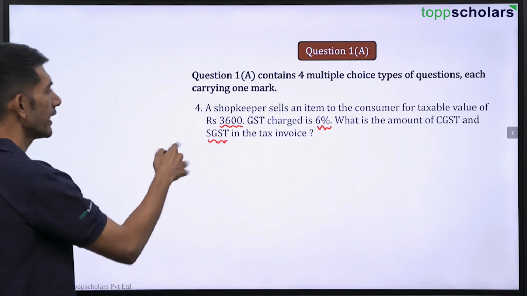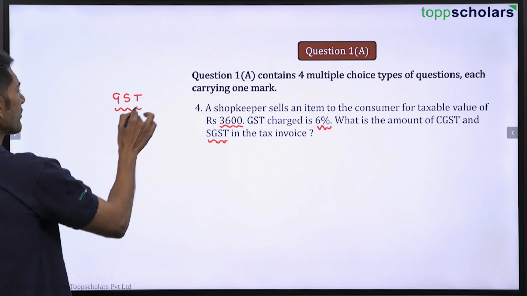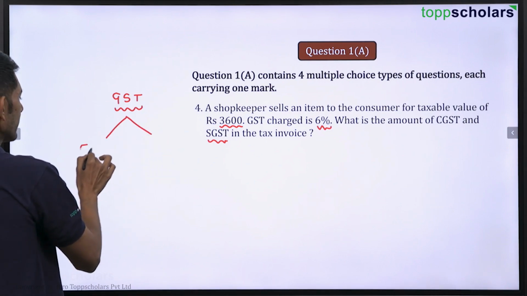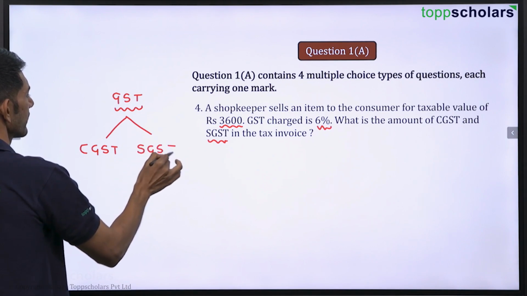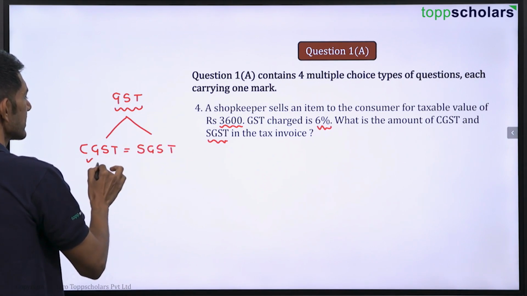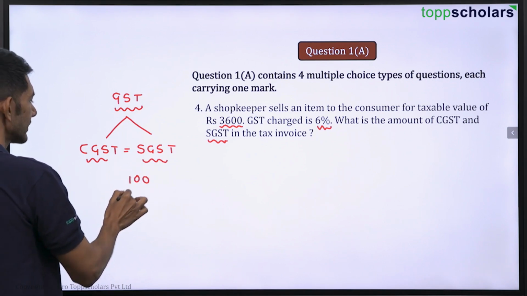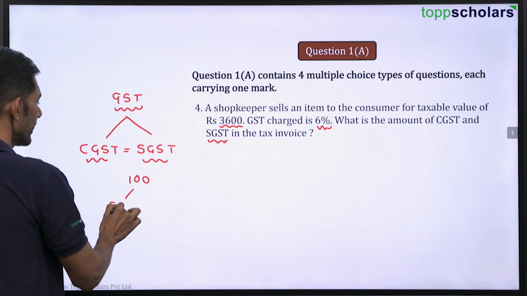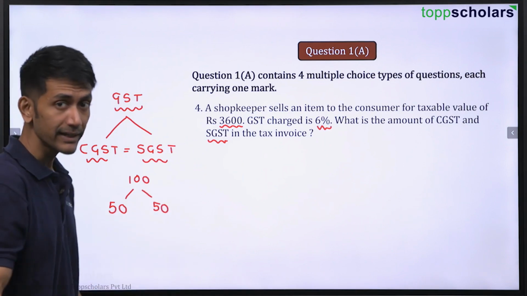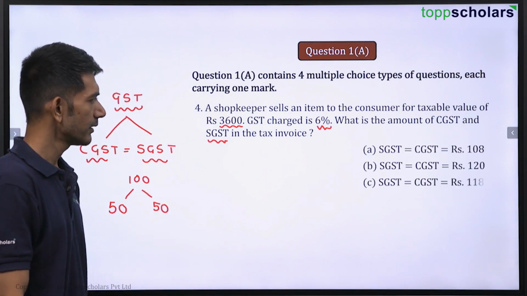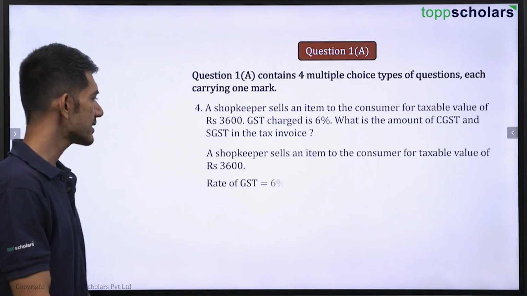Always remember, whenever you have a question based on GST, GST is split into two equal parts, that is CGST and SGST. And always remember, CGST and SGST is equal. So suppose you have 100 rupees as the GST, then the central government is going to take 50 rupees, the state government is going to take 50 rupees. So now we will find out the GST first, right? We'll find out the GST first and then we will find out CGST and SGST.